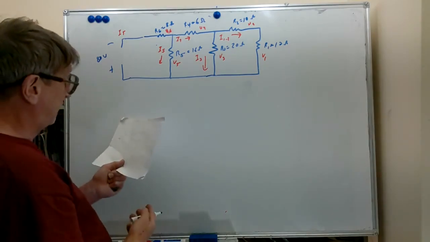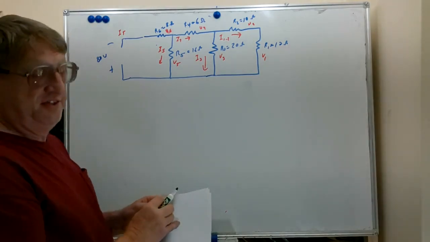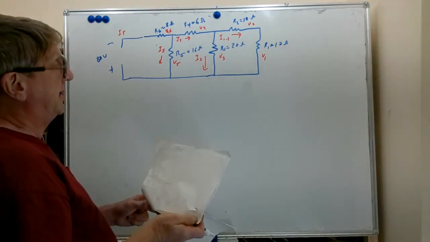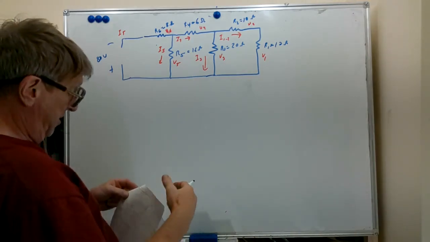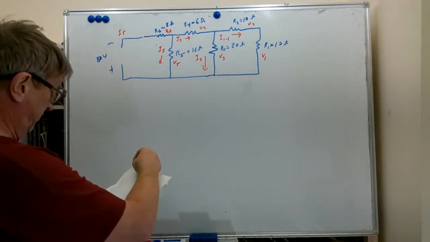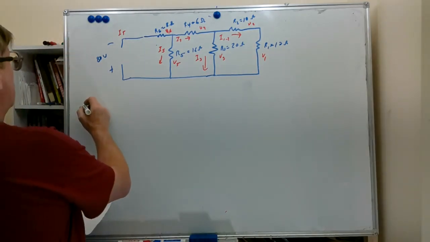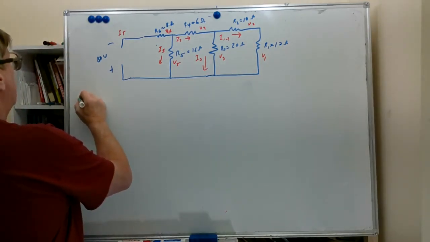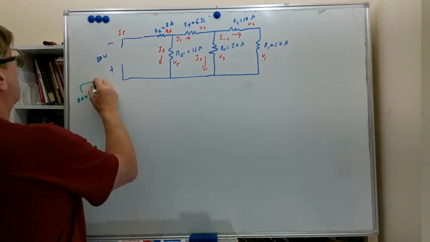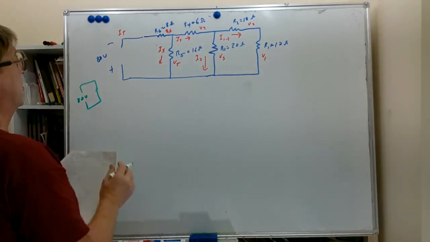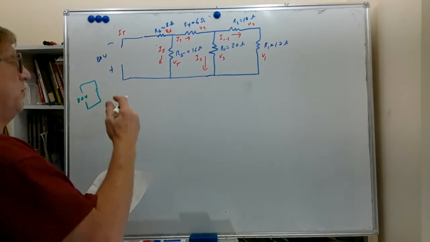We're going to take several steps to simplify this circuit. It's kind of a complicated one. Our goal is going to get to a single circuit that's going to look like this: 80 volts across a single resistor. That's going to be our goal. And when we get to that, we'll work our way forward.